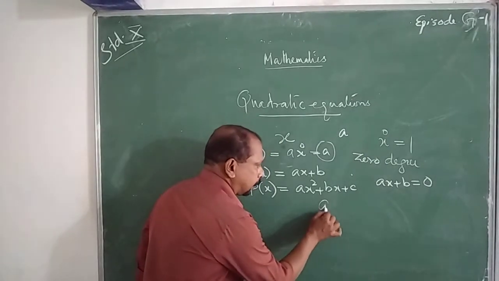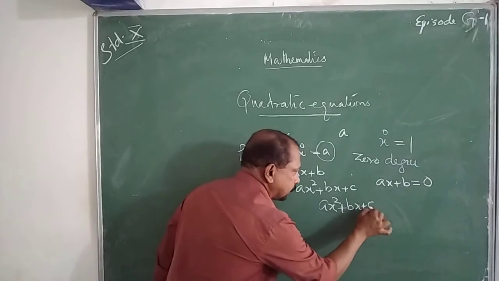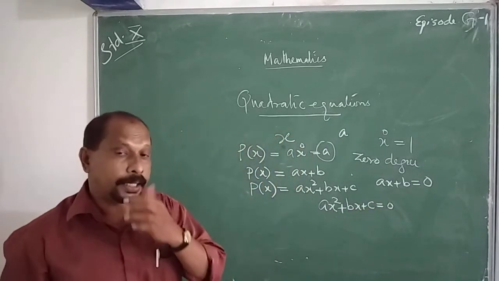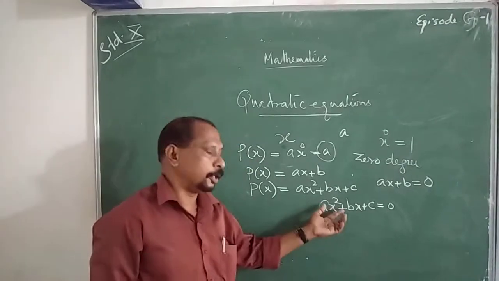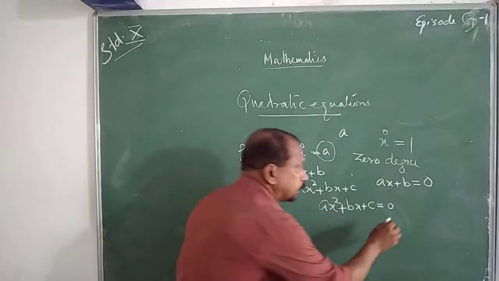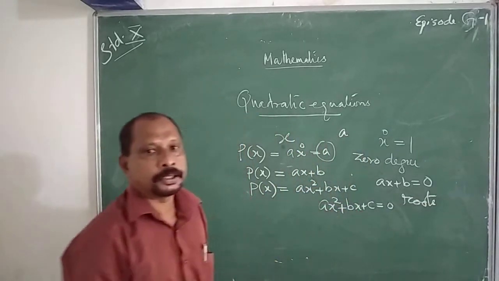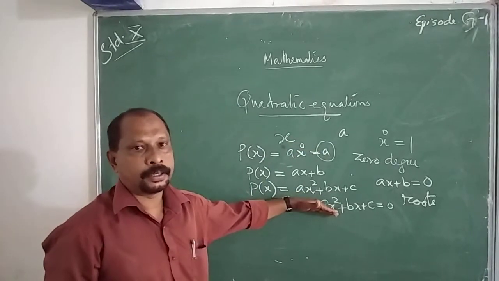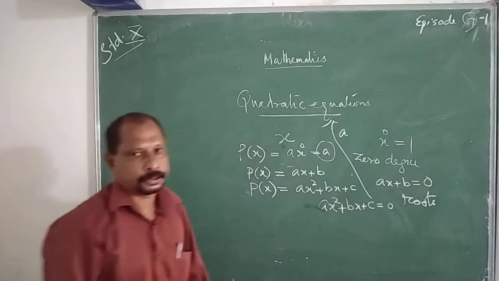Similarly, let us consider the second degree polynomial as an equation. That means ax squared plus bx plus c is equal to 0. That is a second degree polynomial, and there are two values for that variable x. They are the solutions, also known as the roots of that equation. Then the second degree equation is also known as the quadratic equation.